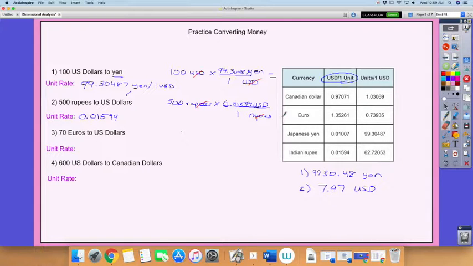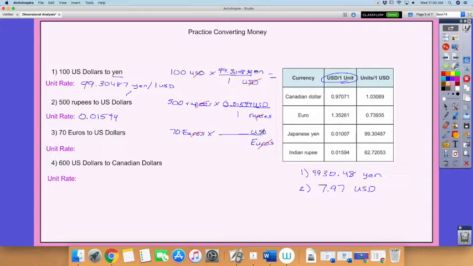So let's try the next one. Same thing as this last one. We're converting euros. Looks like we're coming back to the United States, so we want to convert it to US dollars. So I'm not going to look over here at the table at all. I'm just going to write what I'm starting with. I'm starting with 70 euros. And my goal is to get to US dollars. So US dollars, and the euros go on the bottom. That way I can see my euros cancel out and I'm left with the US dollar again.